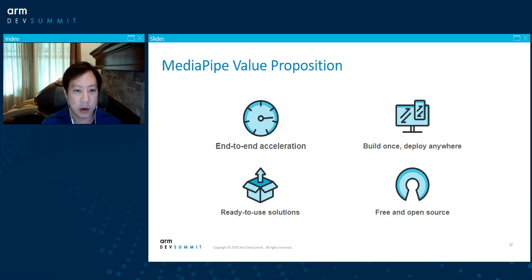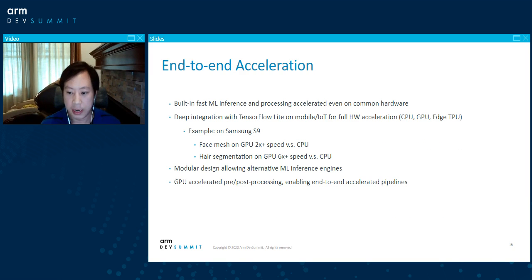Now, let me quickly go over some of the main value propositions of MediaPipe. So first, it enables end-to-end acceleration. More specifically, it comes with built-in fast ML inference and processing, accelerated even on common hardware. For instance, it has a deep integration with Google's TensorFlow Lite inference engine, and that utilizes hardware acceleration on CPU, on GPU, or on edge TPU.